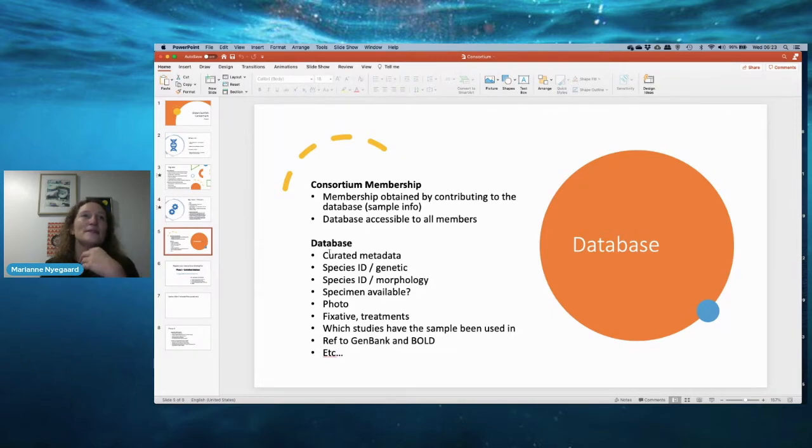The database, I thought, could just consist in the beginning of curated metadata, like: has the sample been genetically ID'd? Do we have the morphology of the fish? Is the specimen available? Is there a photo available? What kind of fixative treatments has this sample undergone? And which other studies has it already been used in, with references to GenBank and BOLD and so forth? So this is my idea of how we might start a global collaboration.